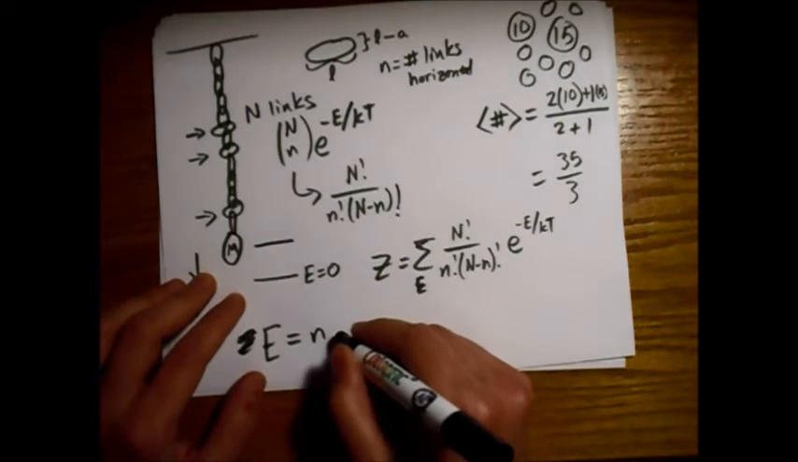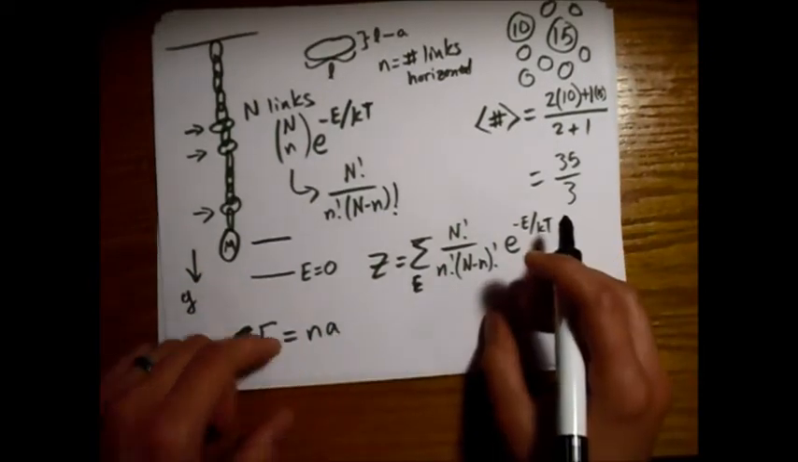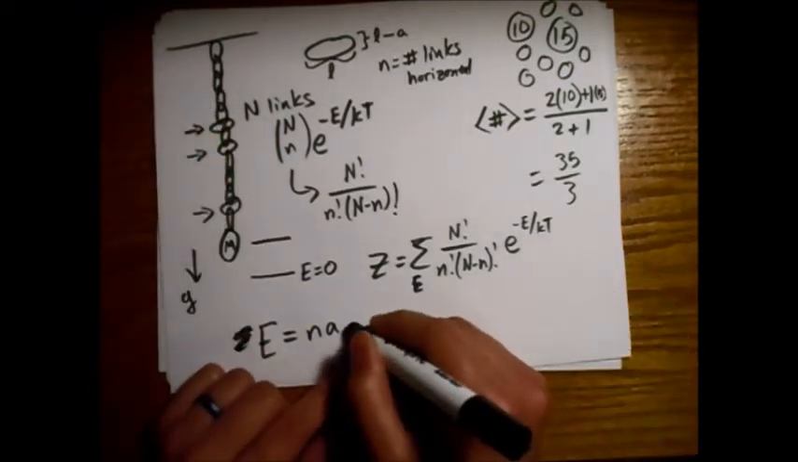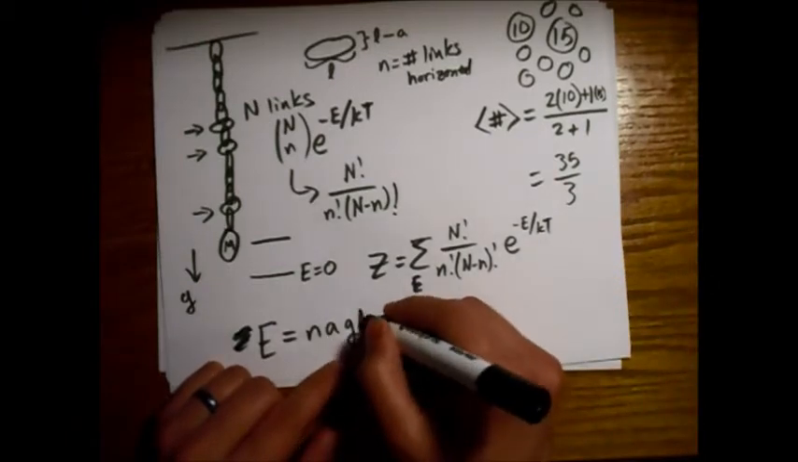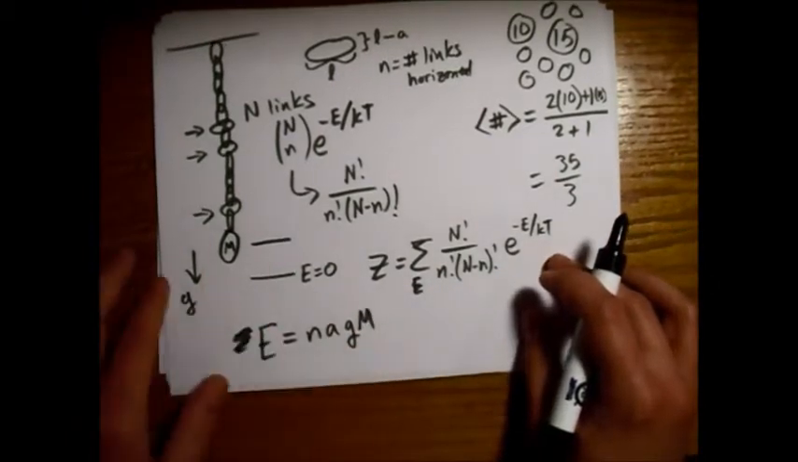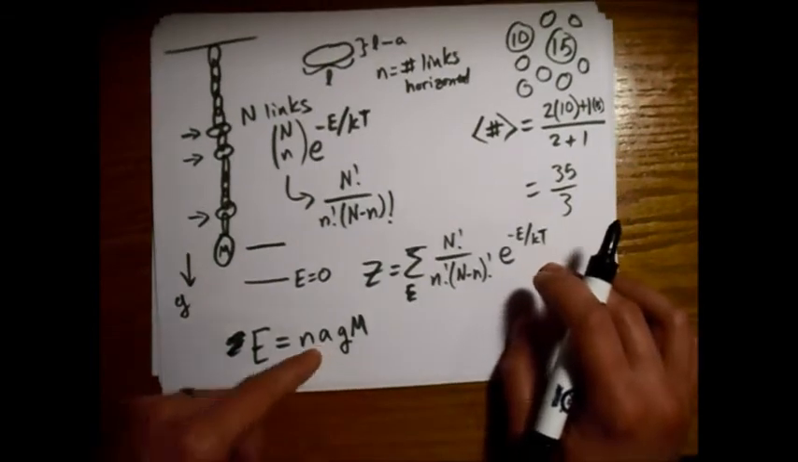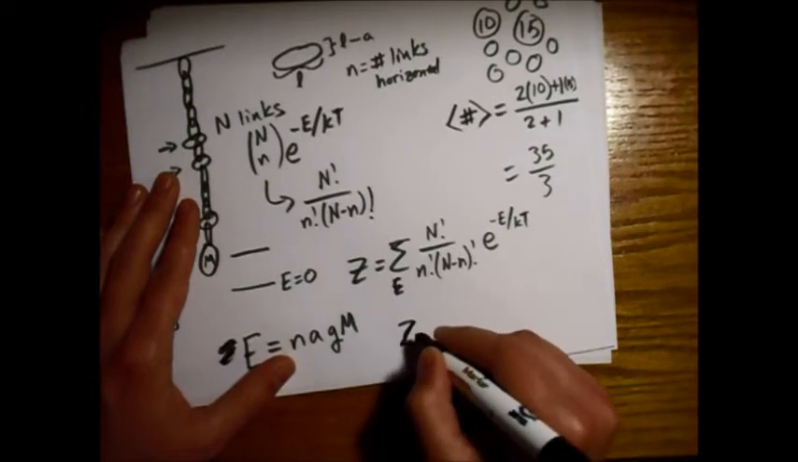So n times a will be the total amount the chain shortens. And then we have g and m. So mgh, except in this case h is this na. All right, so now we'll write our partition function a little bit more fully.